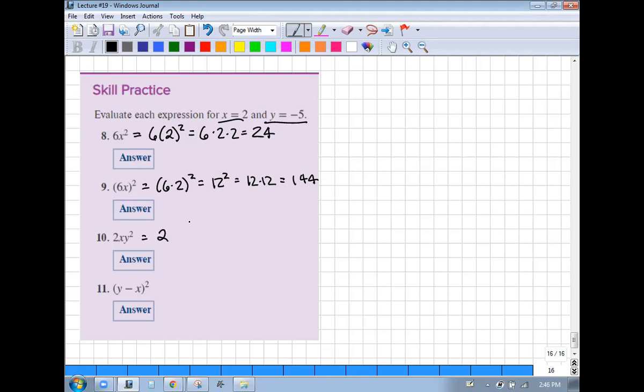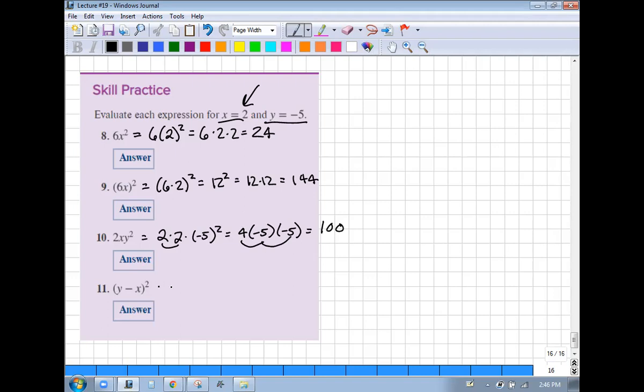Here we have our 2. They said x is 2, so let's replace the x with a 2. And then they said y is minus 5, so we'll substitute that in. 2 times 2 is 4. Minus 5 squared is minus 5 times a minus 5. So a minus times a minus is a positive. 4 times 5 is 20. 20 times 5 is 100.